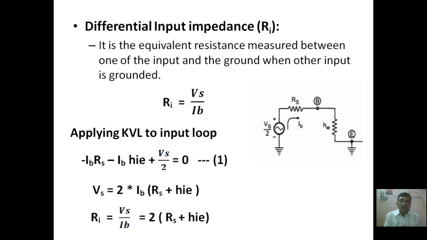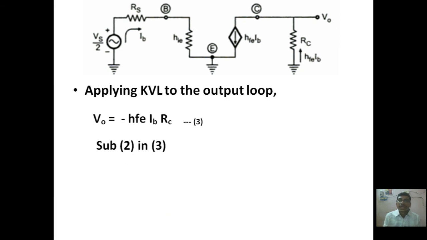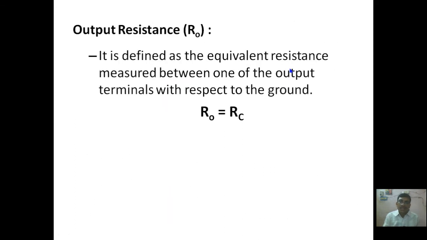Okay, I will show you from the equivalent circuit. Here if you see from the output side, RC and hfe IB, the two components are there. The hfe IB is a current source which offers very high resistance, so that we can neglect this resistance. Okay, so the output resistance seen from the output side is RC only. Okay, so this is the analysis of our differential amplifier using h parameters.